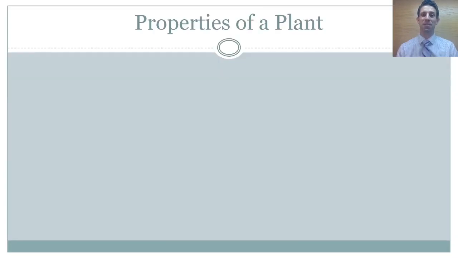What makes a plant a plant? So let's get right into it here. What are some of the properties that we find in all plants? First and foremost, plants must be autotrophic. That means that they make their own food.